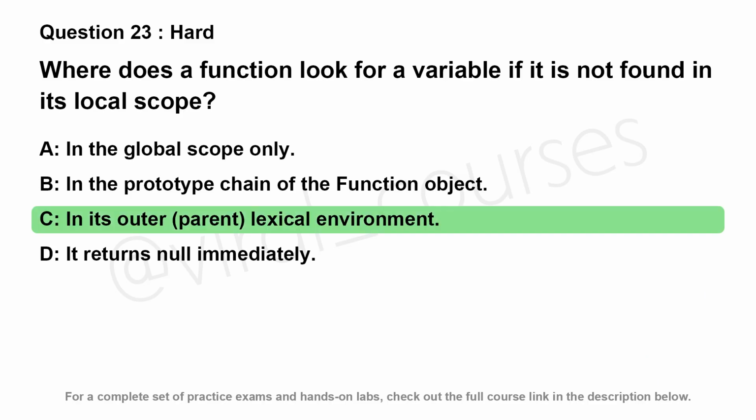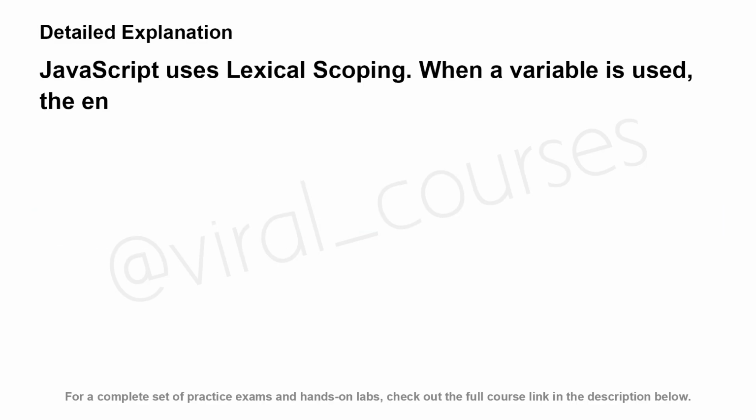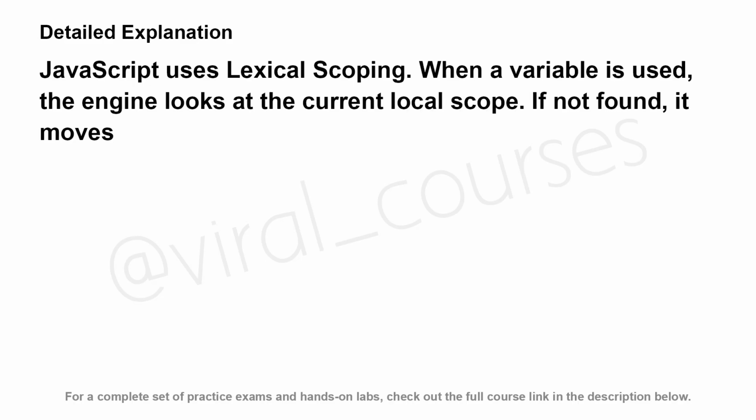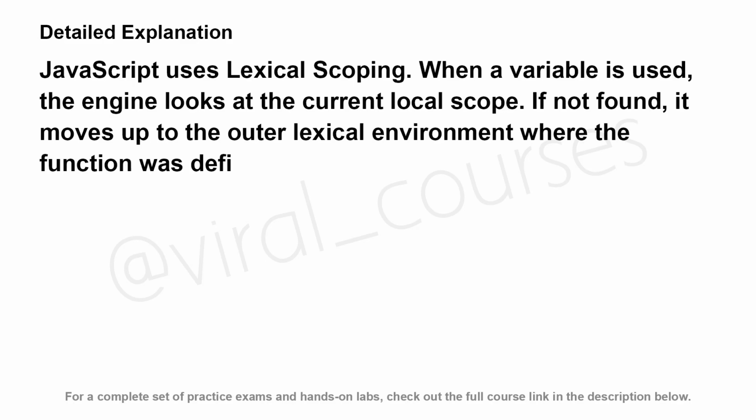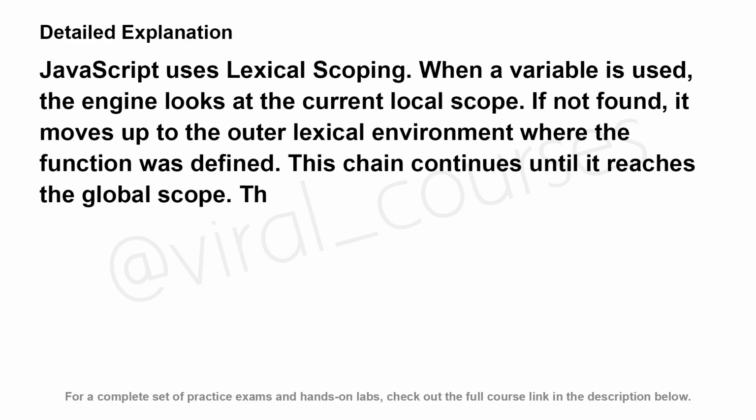The correct answer is C. JavaScript uses lexical scoping. When a variable is used, the engine looks at the current local scope. If not found, it moves up to the outer lexical environment where the function was defined. This chain continues until it reaches the global scope. This is known as the scope chain.